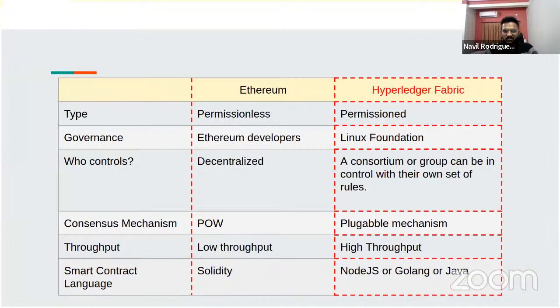Coming to the throughput, as discussed, since proof of work requires a lot of computation power, the throughput achieved in this type of consensus algorithm is very low. It is around 30 transactions per second, and in Hyperledger Fabric, we can stretch the transactions per second up to 20,000. In Ethereum, the smart contract language which is mainly used is Solidity, whereas Hyperledger Fabric provides options like Node.js, Golang, and Java.